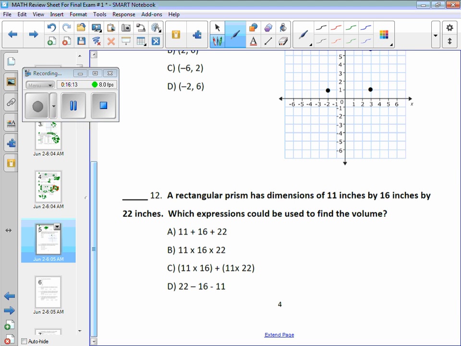This also should be routine for you. It's length times width times height. So for 12, you should have gotten B. And again, if for whatever reason it's just not resonating with you and you need me to go over it again, see me, well, if there's time left over, see me at the end. Otherwise, any extra help any morning. Okay, let's move on.